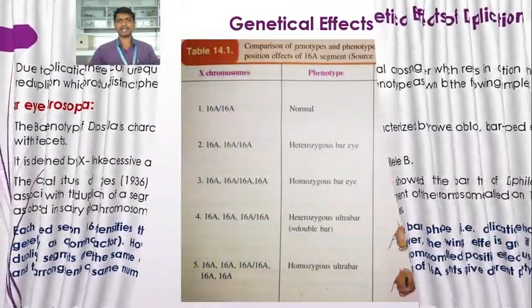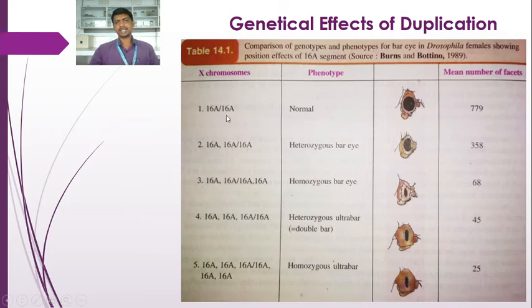Here in this table, the genotype that possesses the normal section of the X chromosome, 16A, has a normal phenotype: a round eye, with a mean number of facets of 779. In the second case, 16A is duplicated in only one chromosome of the homologous pair, so it is a heterozygous duplication and the phenotype is heterozygous bar eye, characterized by a narrow oblong or bar shaped eye. The mean number of facets is 358.